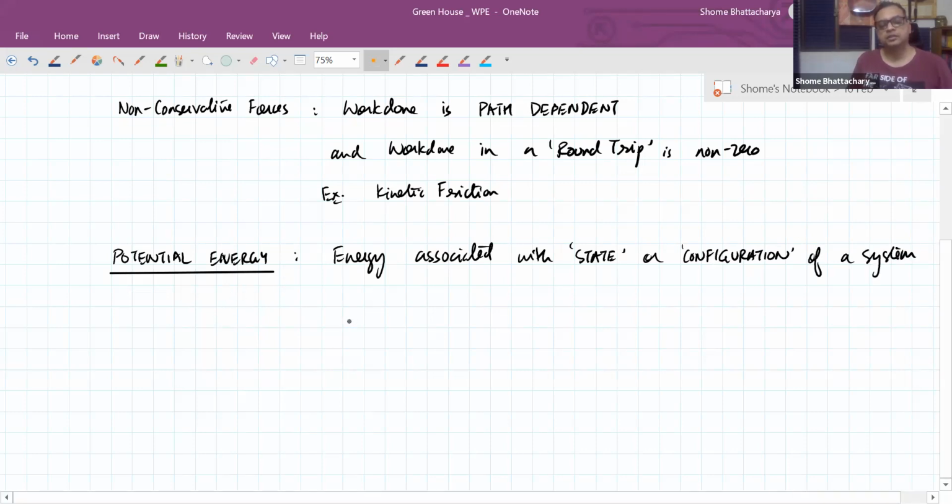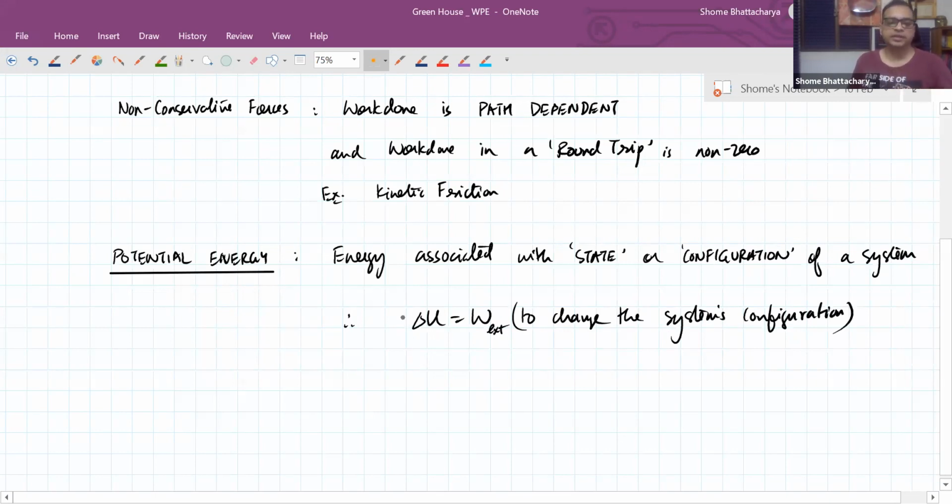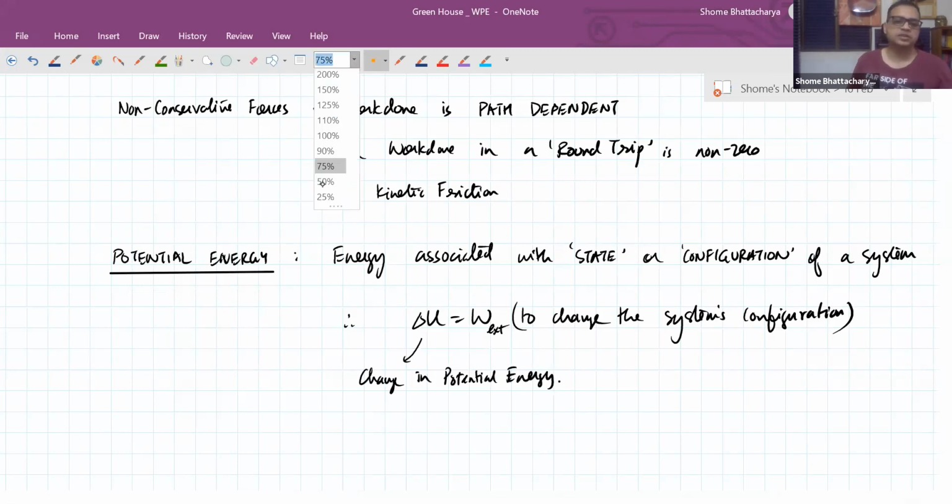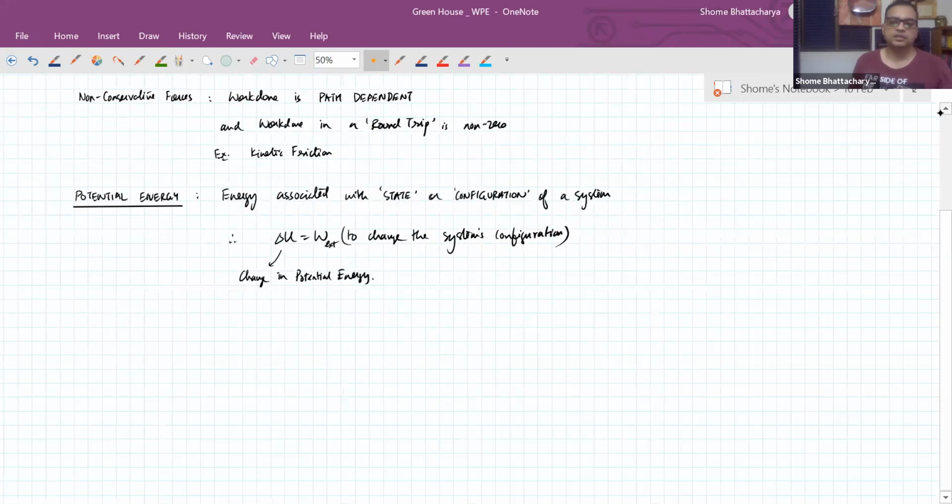And therefore we saw that change in potential energy is the work done by an external agent to change the system's configuration. If some external agent is changing the configuration of a system, then the amount of work done by that external agent is equal to the change in potential energy as a result of that work done. So these are some of the things that we have discussed in the last couple of lectures.